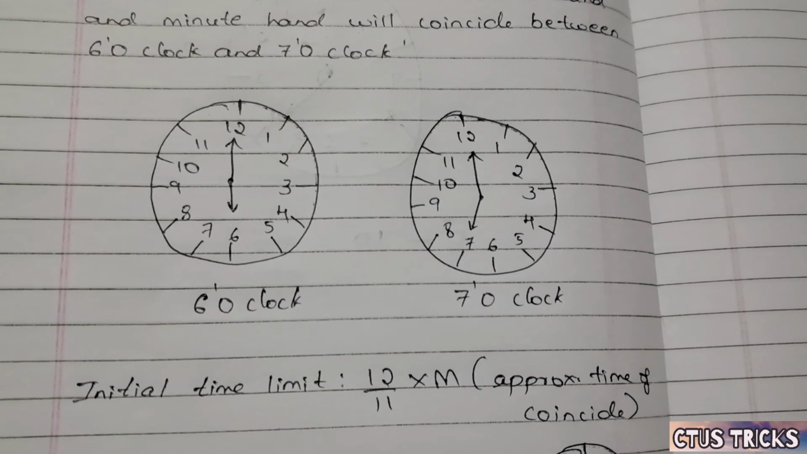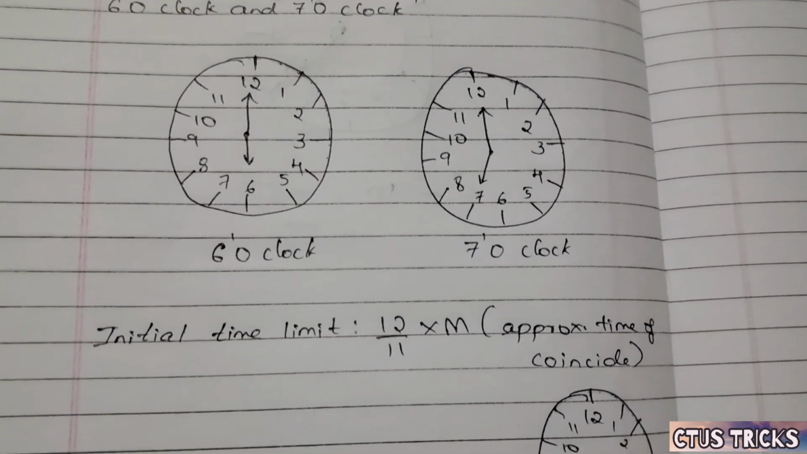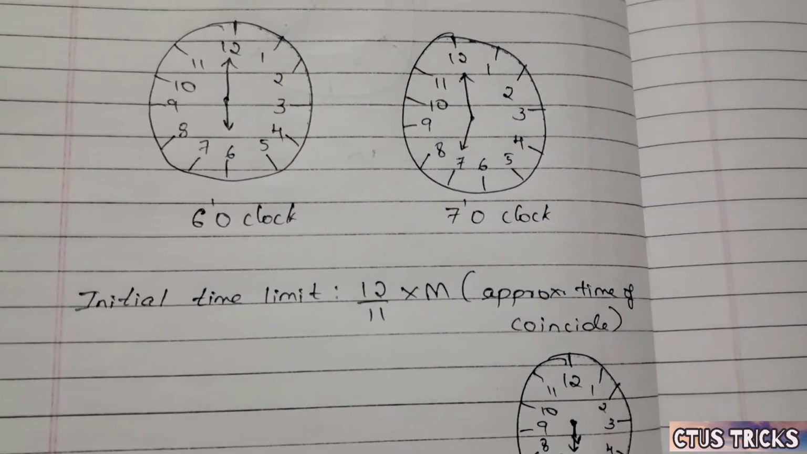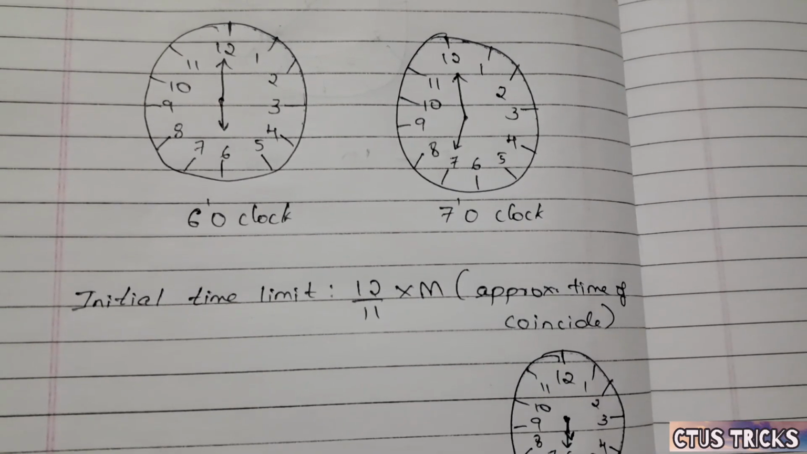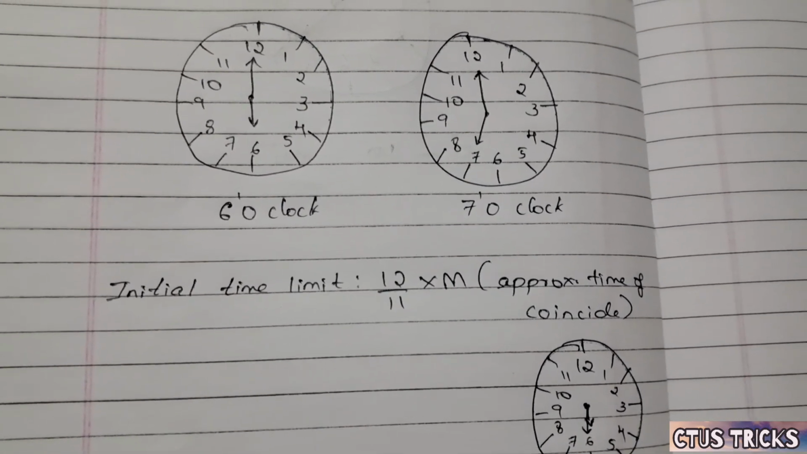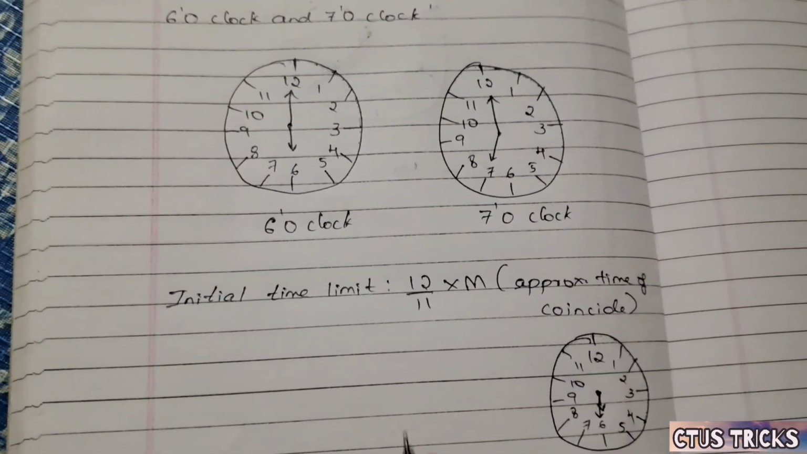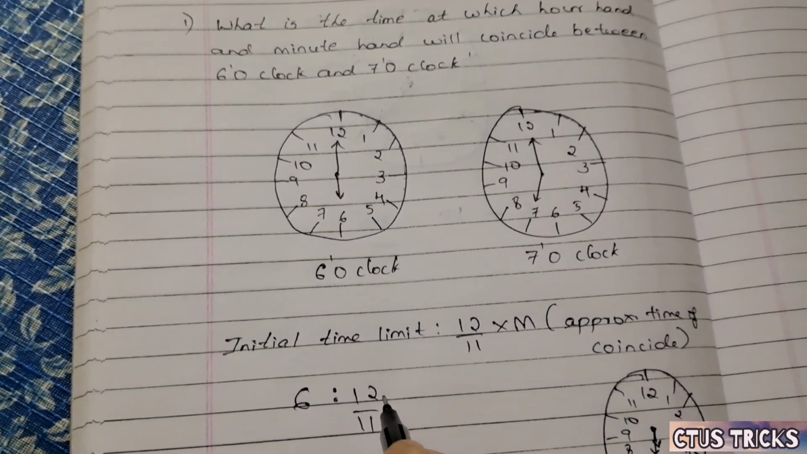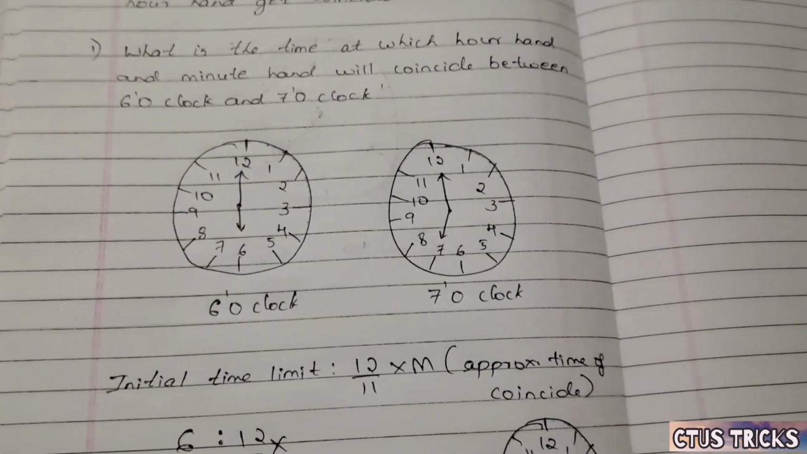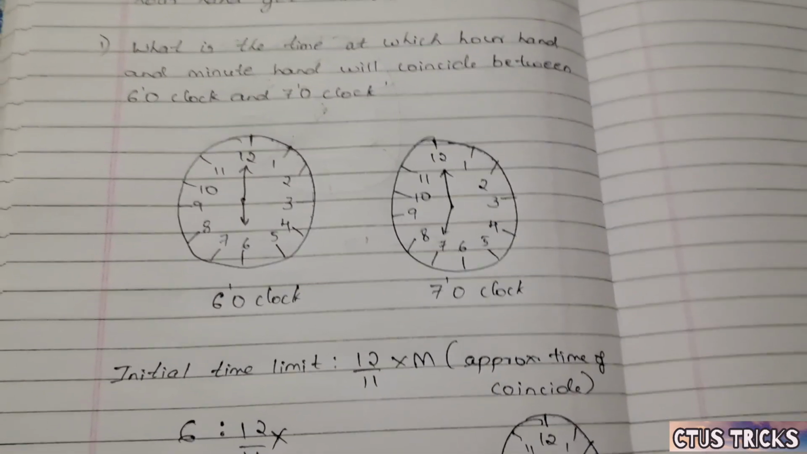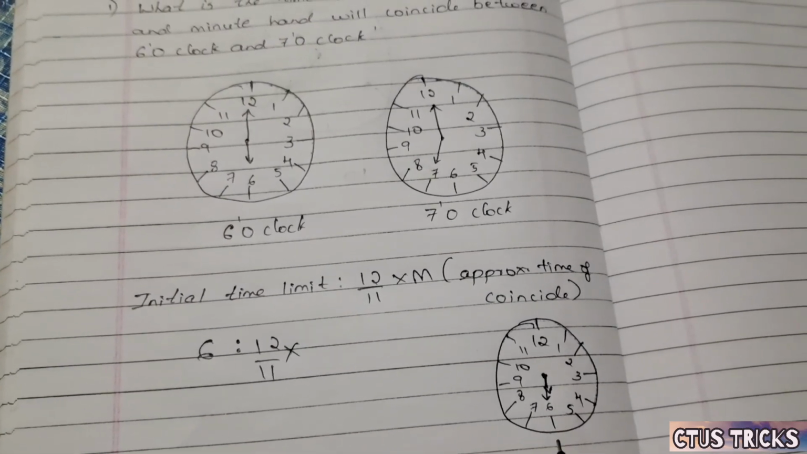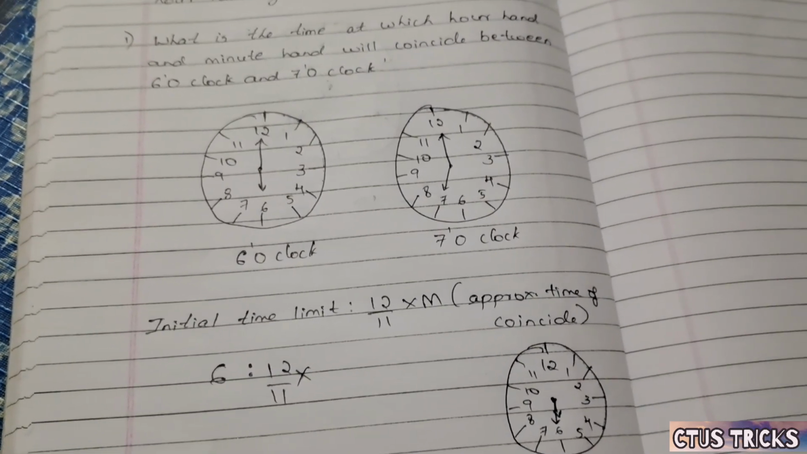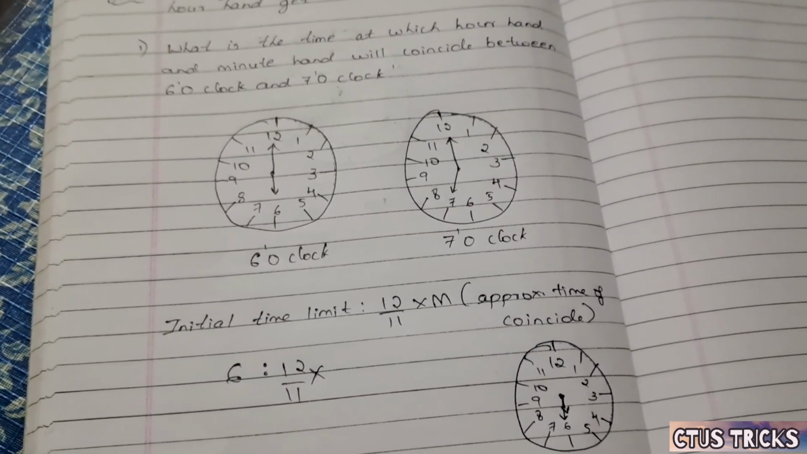By using a formula, we have the formula as initial time limit on the left hand side and on the right hand side, that is 12 by 11 into minute. Minute means the approximate time at which the hour hand and the minute hand will coincide. So the initial time limit is nothing but the lowest interval, that is 6 in this problem. Let's take a 6 here. Then 12 by 11 into the minute at which the hour hand and the minute hand will meet approximately. As you all know, at approximately 6:30 they will coincide. But it is not the exact time. For our formula purpose, we take 6:30 as the coinciding time. So minute is 30.